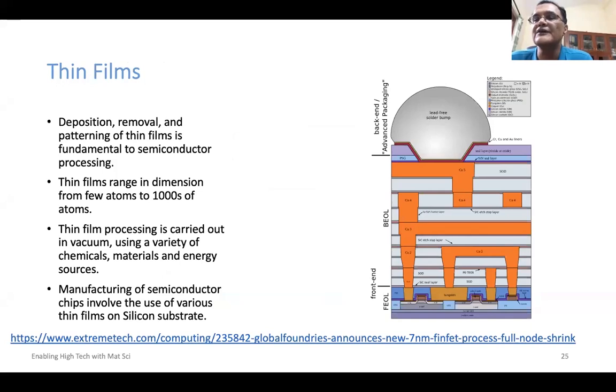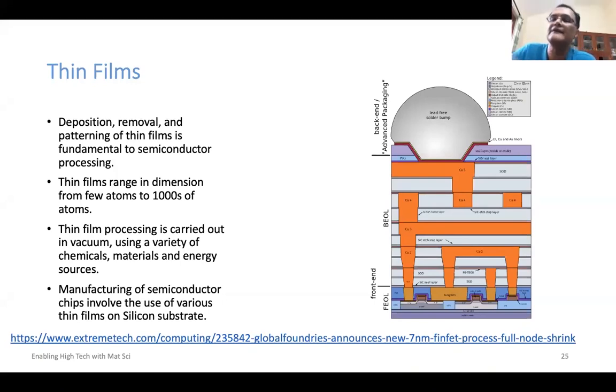First it says FEOL, then it says BEOL, and then it says backend or advanced packaging. So FEOL is front end of the line. This is where your transistor and the first layer of first level metal connections are made. And you have BEOL, which is your backend interconnect. And now we have up to 7-9 levels of BEOL or interconnect. And at the end, you have a lead-free solder bump.